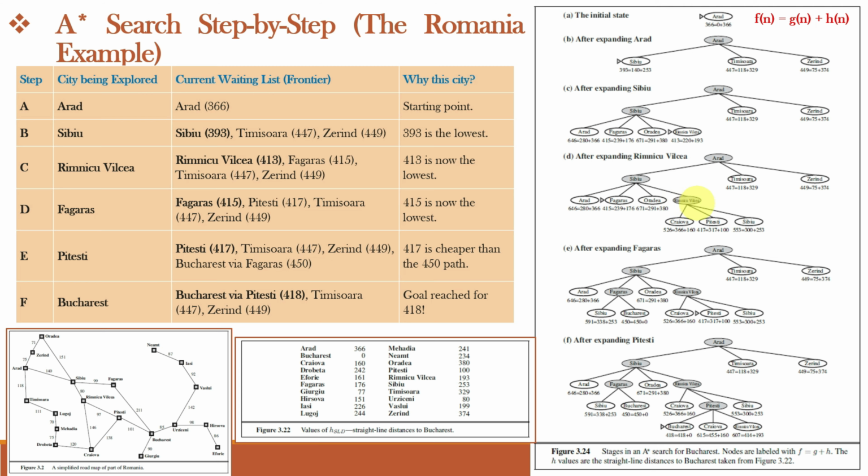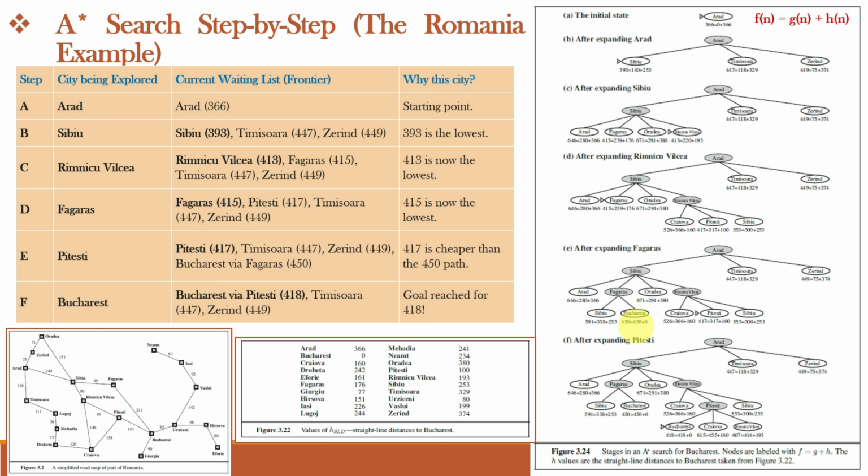From here we find Pitești at 417 kilometers, Craiova at 526 kilometers, and Sibiu at 553 kilometers. But now our on-hold city Făgăraș, with 415 kilometers, is cheaper than Pitești, which is 417 kilometers. So next we explore Făgăraș, and we keep Pitești in the waiting list. From Făgăraș we can go to Sibiu and Bucharest. Sibiu is 591 kilometers and Bucharest is 450 kilometers.